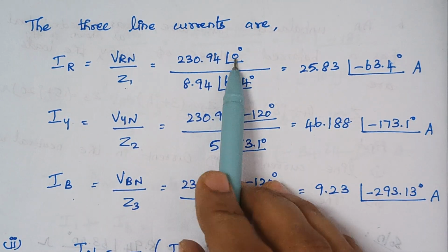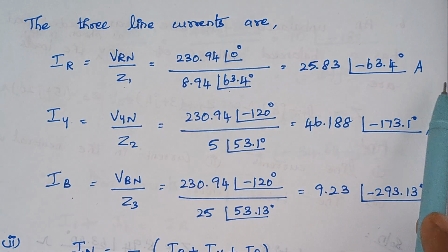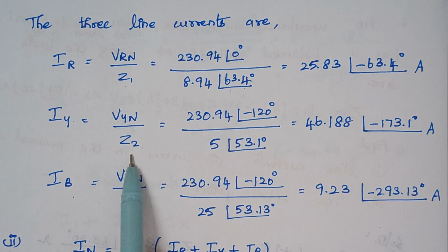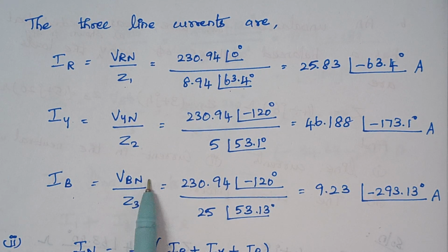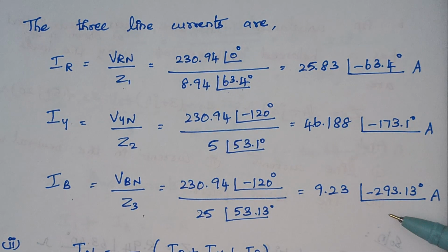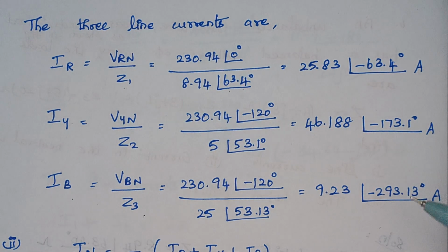We know the value, just substitute and here is our answer. Similarly for IY, it is VYN by Z2 and here IB is VBN by Z3, right? So here just substitute the values and our answer is in polar form, right? Now the next thing is, that is first part of the problem is over.